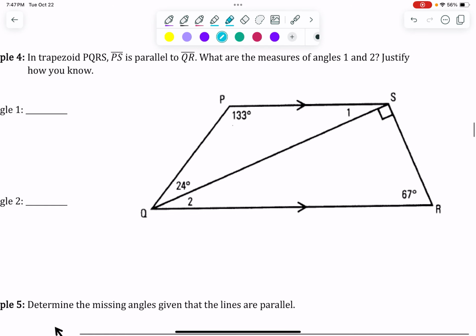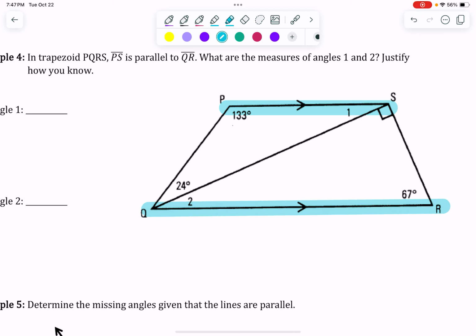I've got some parallel lines. I haven't even read the question yet. I'm just going to highlight these parallel lines and see what happens. So I'll highlight that. I'll highlight this one. And again, I know they're parallel lines because of these little markers. Look at those. And then, of course, it also says right here, PS is parallel to QR. So there are a number of ways for us to know that.